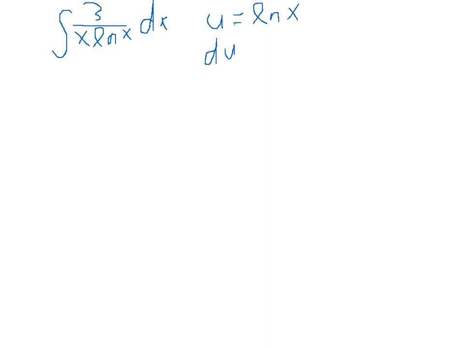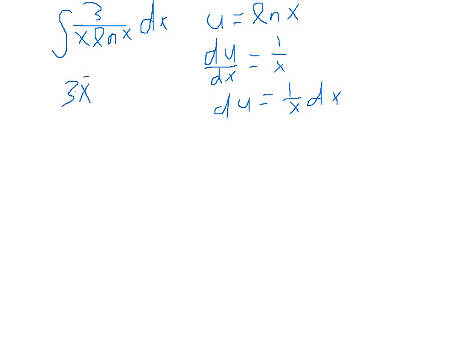Okay, this is Andy doing problem 10. So we're going to make u ln of x. That makes du dx 1 over x. And that makes du 1 over x dx. So we're going to rewrite the problem out.